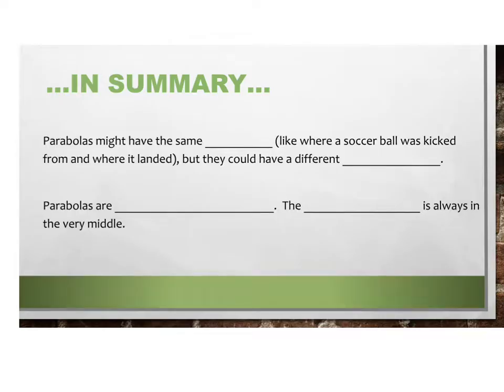In summary, parabolas might have the same distance, like when the soccer ball was kicked to and from where it landed, but they could have different heights. Parabolas are always what? And the what is always in the middle. If you said that the vertex is always in the middle, you are correct. And fancy word, but it just means it's equal on both sides, and you can run a line right through the middle of it. Symmetrical is what they're looking for here. Parabolas are symmetrical.